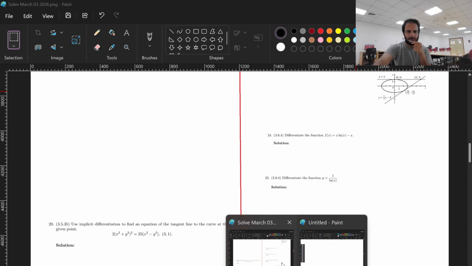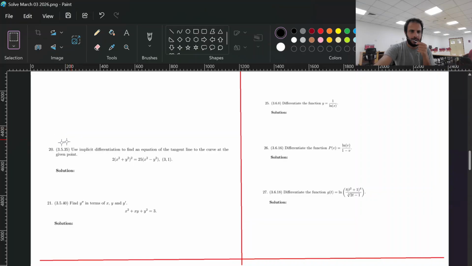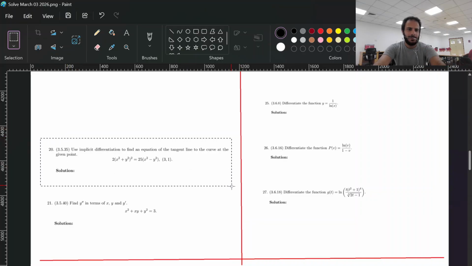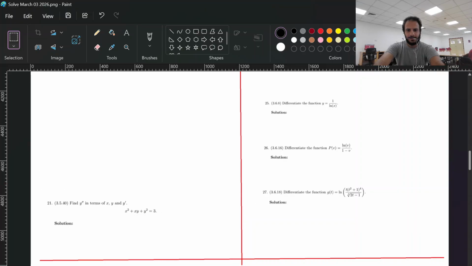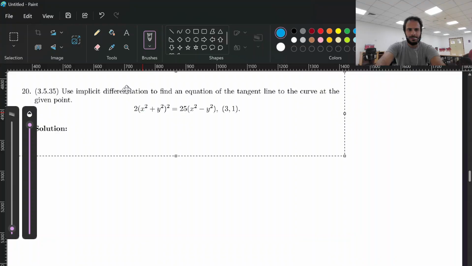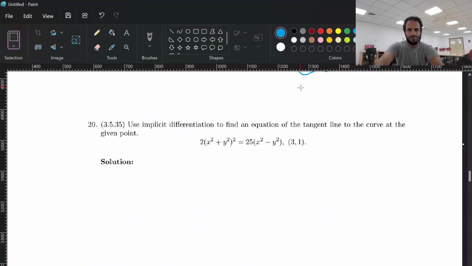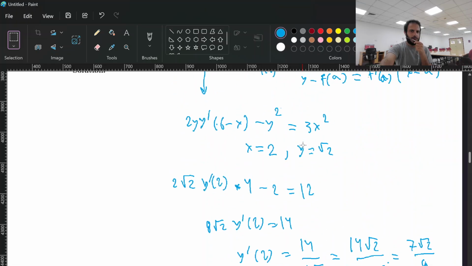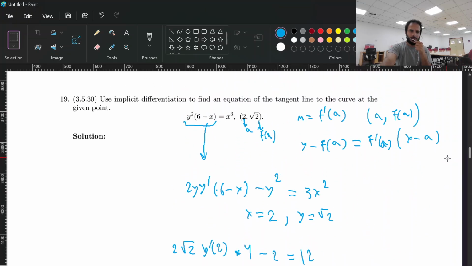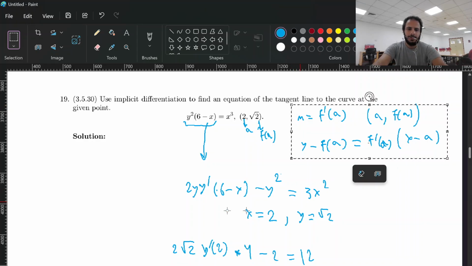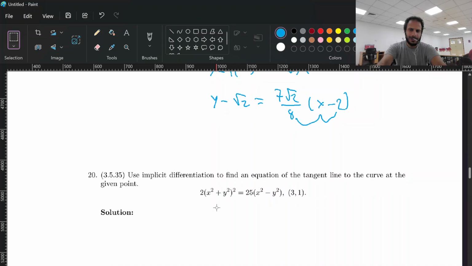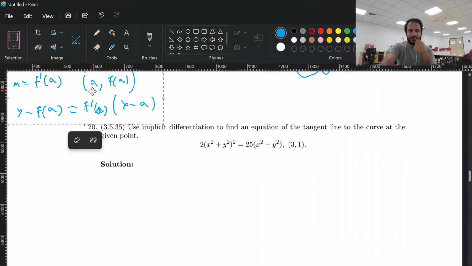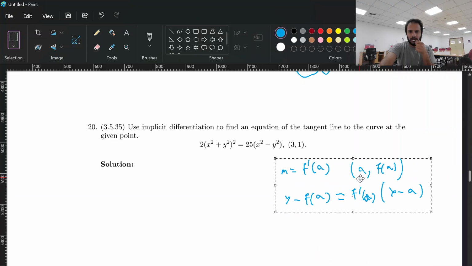Now, we have this nice problem for you. Use implicit differentiation to find an equation of the tangent line to the curve at the given point. We are given the point. Let me show you again the equation of tangent. It's here, this one. Me, I like sometimes to write the details. For example, write the formula, even if it's easy. It's good to write it.